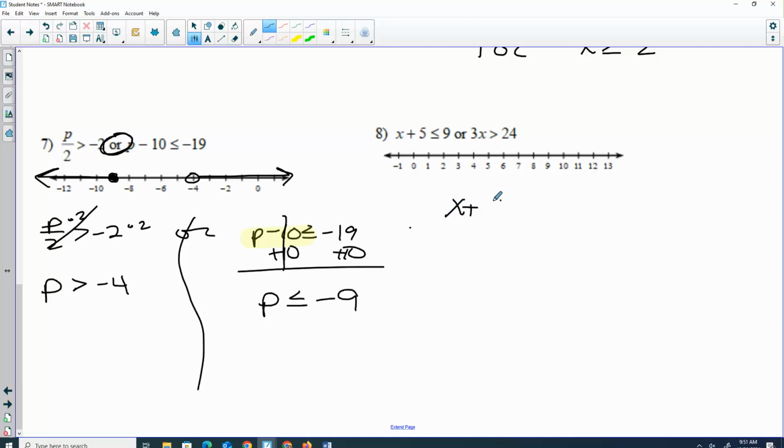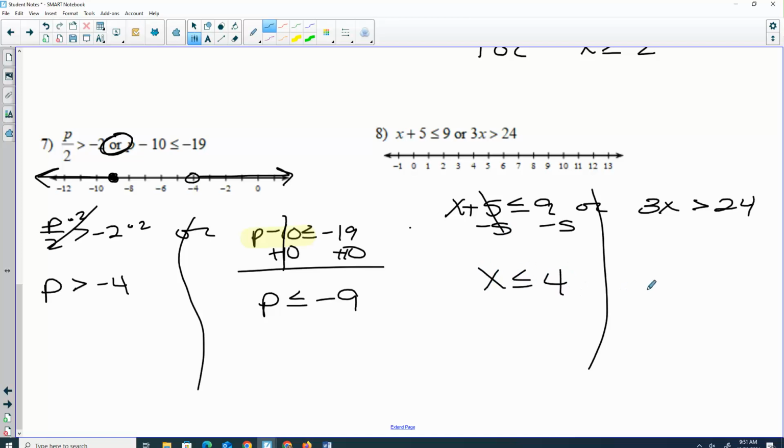All right, number 8. Kylie, what's my first step? Minus 5. So we get x is less than or equal to 4. Blair, when I graph that, is it open or closed at 4? Closed. And less than would go to the left.